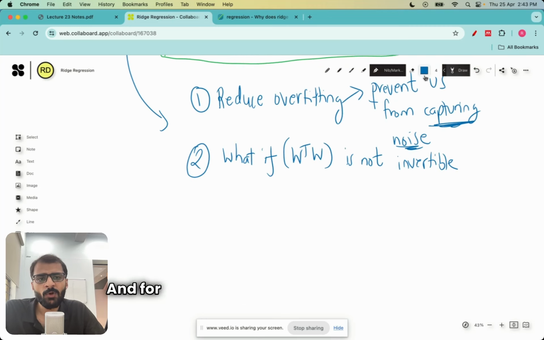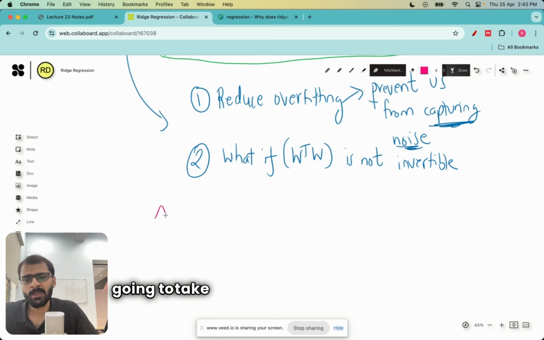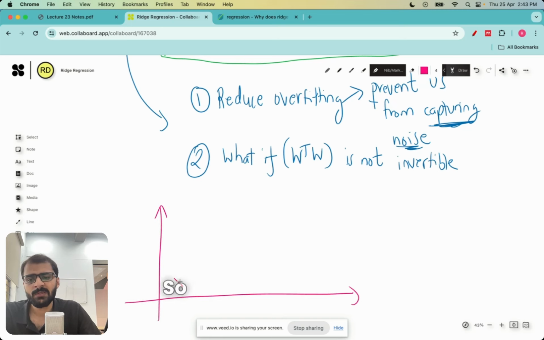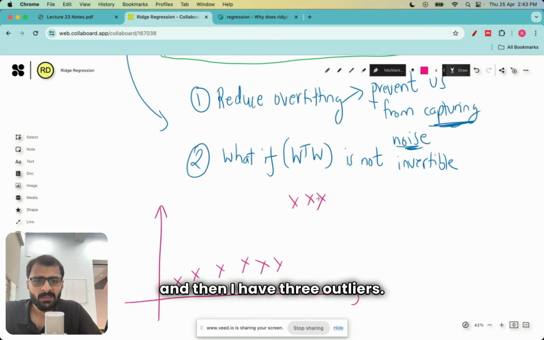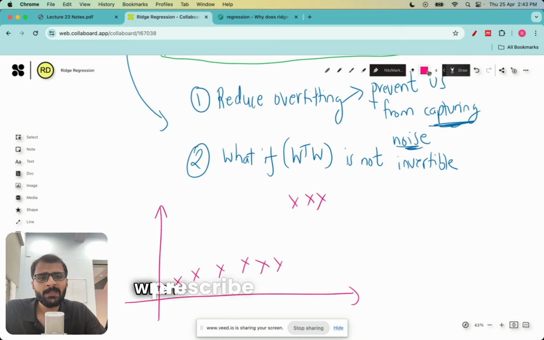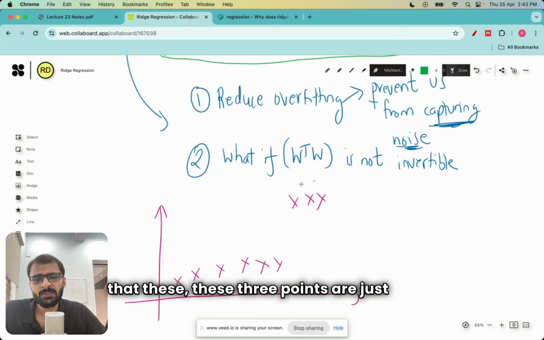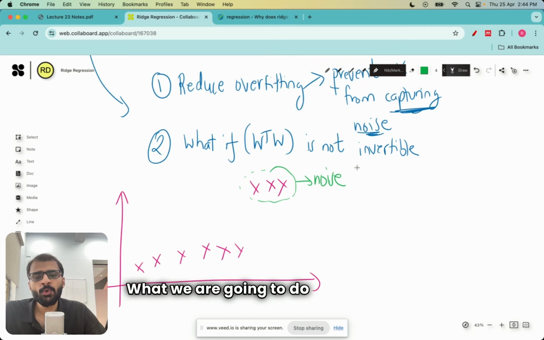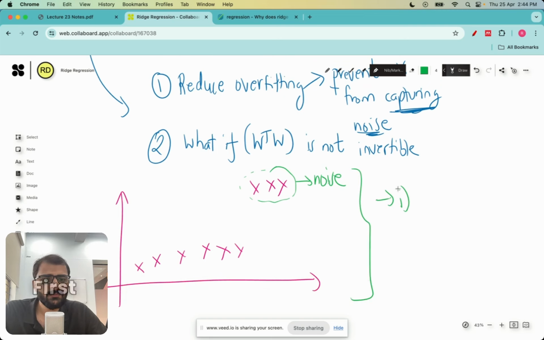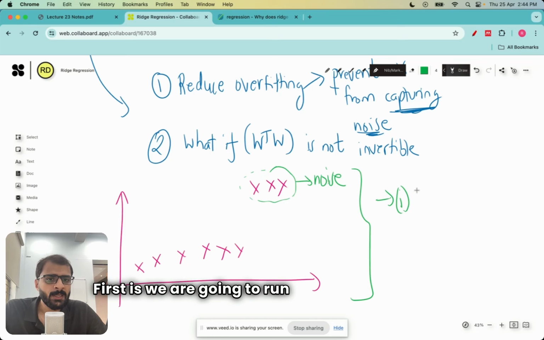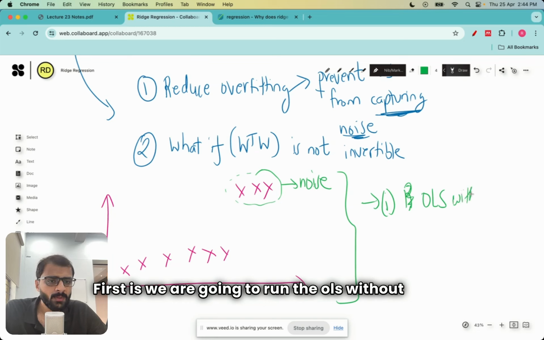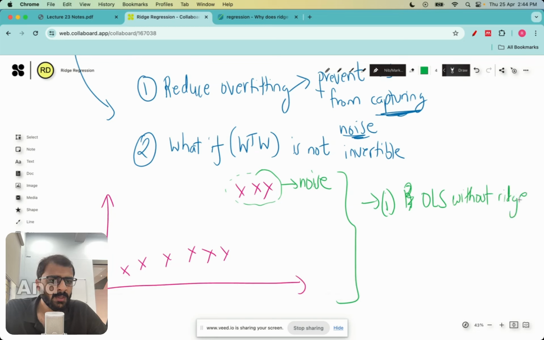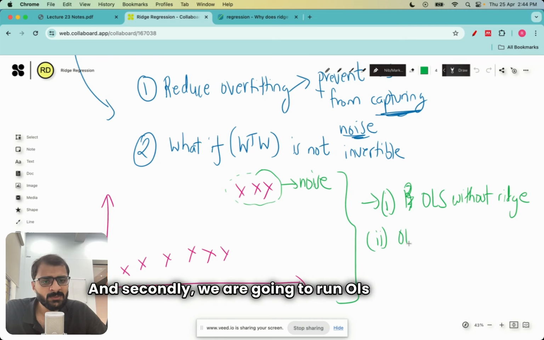Let's look at this. And for the purposes of demonstration, I'm going to take this example where we have, so this is our data set, let's say. I have these lines and then I have three outliers. This is my data set, okay? When I prescribe the data set, I know that these three points are just noise. What we are going to do in Python now is that we are going to run two cases. First is we are going to run OLS without ridge, and secondly we are going to run OLS with ridge.